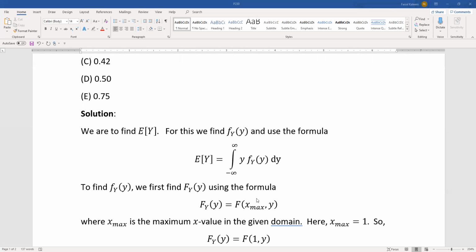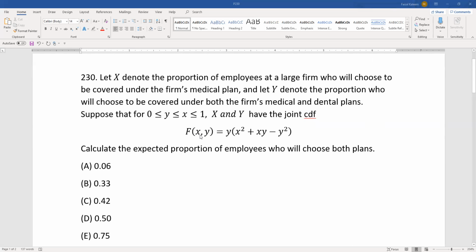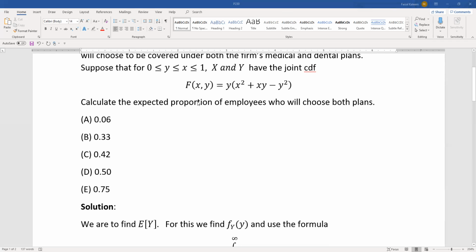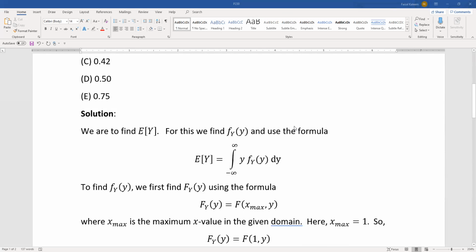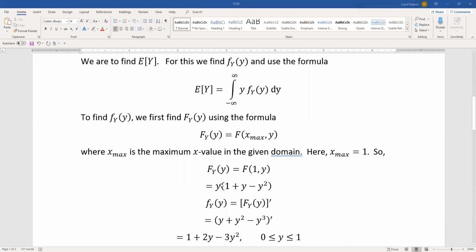Okay, so that is out of the way. Here the maximum value of x is 1 because of the domain. X ranges from a minimum of 0 to a maximum of 1. Therefore we substitute x equals 1 to get the marginal CDF of Y. When I substitute x equals 1, I have y(1 + y − y²), and that is the marginal CDF of Y.